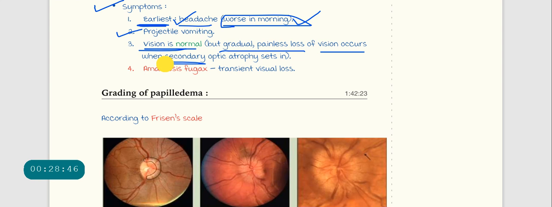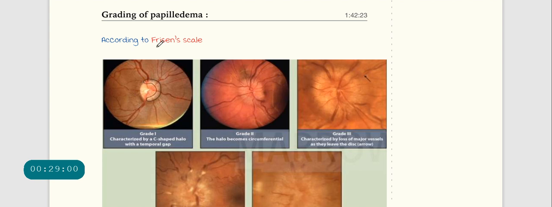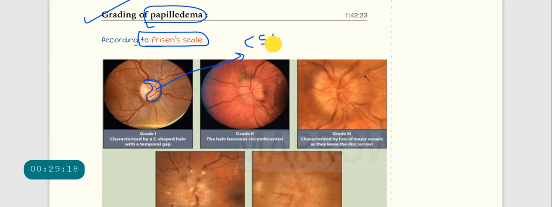Now the next is, according to the Frisén scale, we have graded the papilledema. In the first grade you can see C-shaped margins, or a C-shaped halo formation. Remember the word halo. Then in grade 2 the halo becomes circumferential.